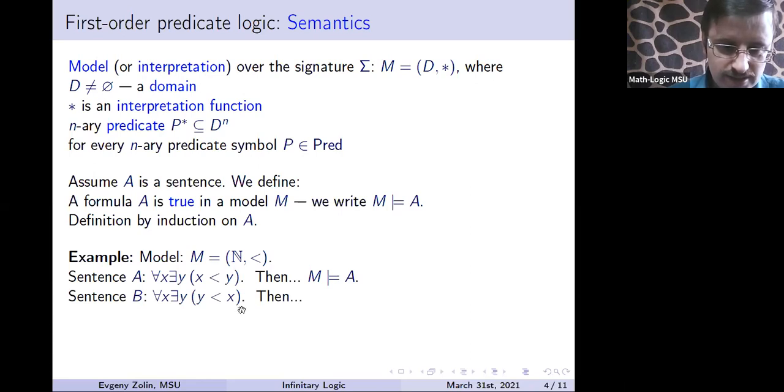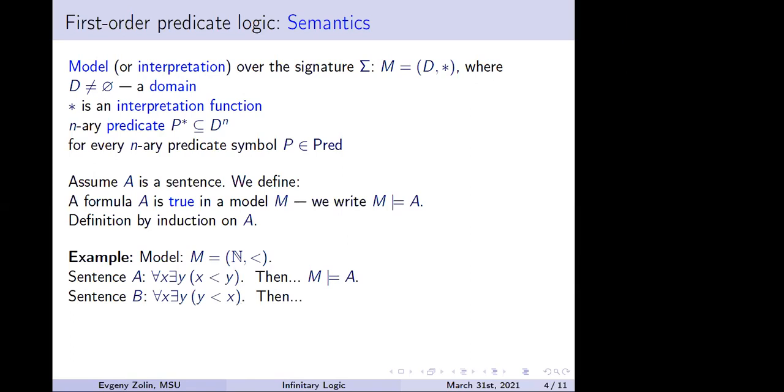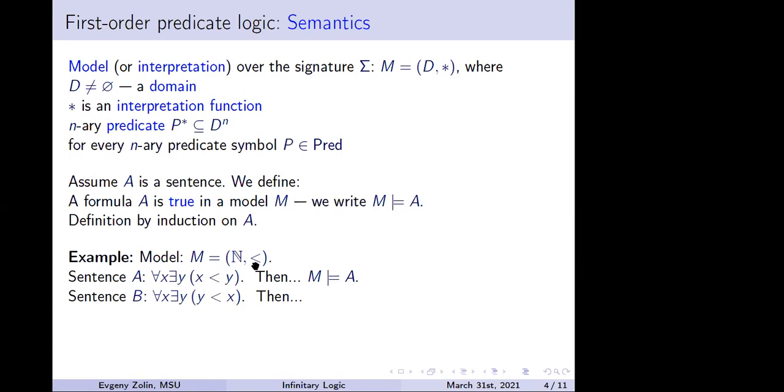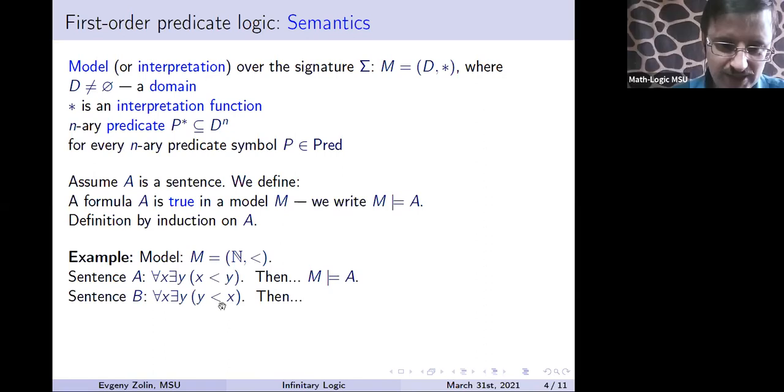Another sentence, closed formula. Is this formula true in this model? No, because there is a 0, which is the last one. The first, the first. So this set has a minimal element, and the minimal element does not have a smaller element. So we say that in this model, this formula is not true.